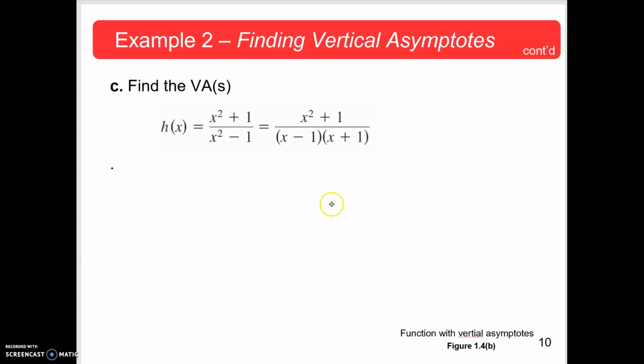What do you think about this one? Find the vertical asymptotes. Well, this does not factor. In fact, x squared plus 1 never equals 0. So that means I have a vertical asymptote here and a vertical asymptote here, right? I have to get that behavior in both cases.